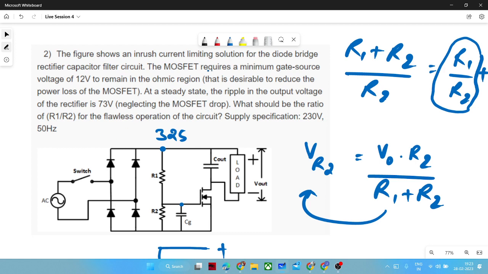So see, it is clearly mentioned that the MOSFET requires a minimum gate source voltage of this much to remain in the ohmic region. That is desirable to reduce the power loss of the MOSFET. Right? So in a steady state, your MOSFET will offer a very small RDS resistance, and that is desirable. But at startup, it should operate in the active region, right? During the active region, it will have higher resistance.